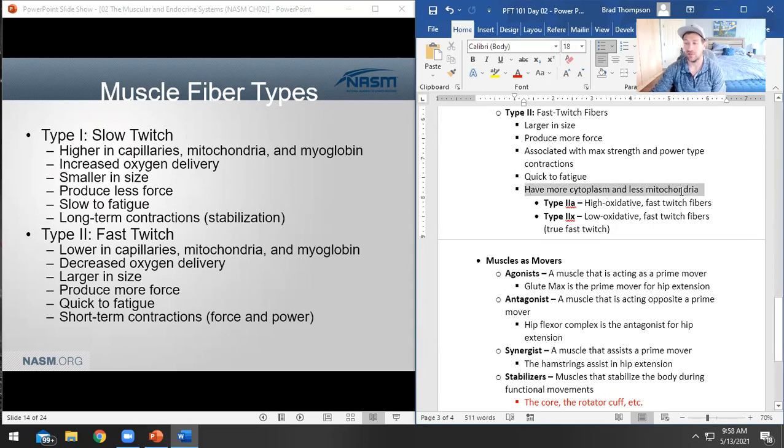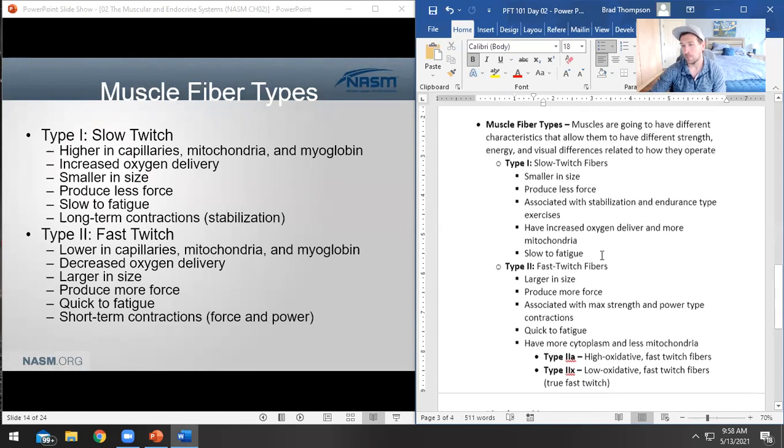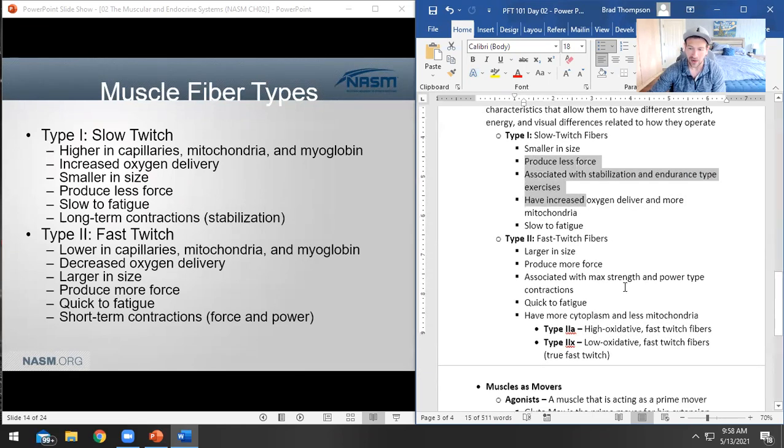However, they do have, in some cases, more cytoplasm inside of the fiber and less mitochondria. So there's sort of two different types of fast twitch muscle fibers. We're going to see our type 2A, which are your high oxidative fast twitch muscle fibers. You can think of type 2A as sort of like type 1.5. They are fast twitch fibers to be sure, but they also have a little bit of endurance, kind of similar to type 1 fibers.